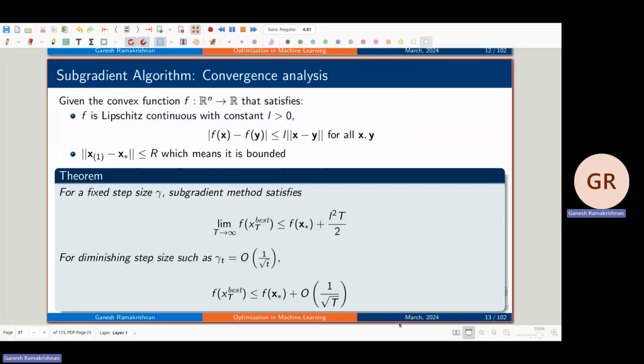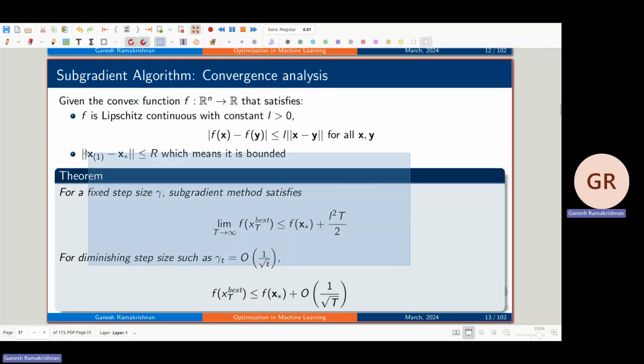But this is kind of where we started. What was our first convergence? Was it 1 upon t square? I don't think we began with t square. No, t square was much better. We began with 1 upon t? Yes. In fact, I began today's class with a summary of all of that. So 1 upon square root t is worse than what we have seen so far, which makes sense because it's after all subgradient descent.